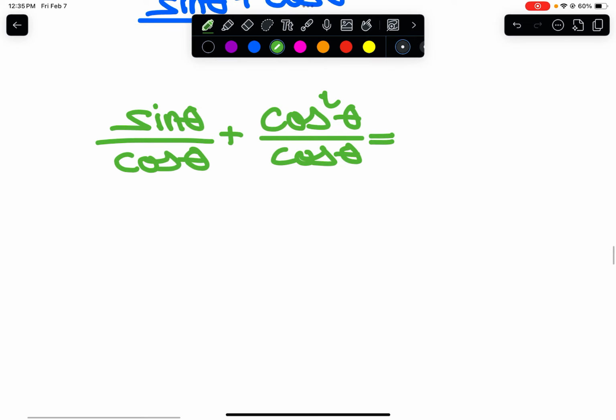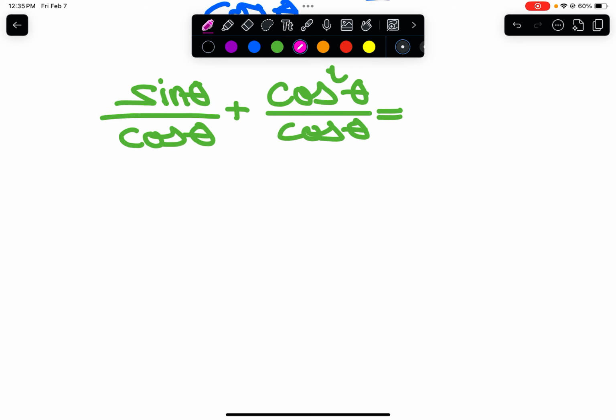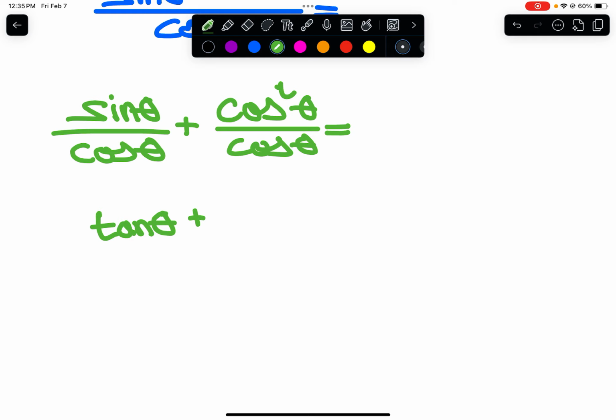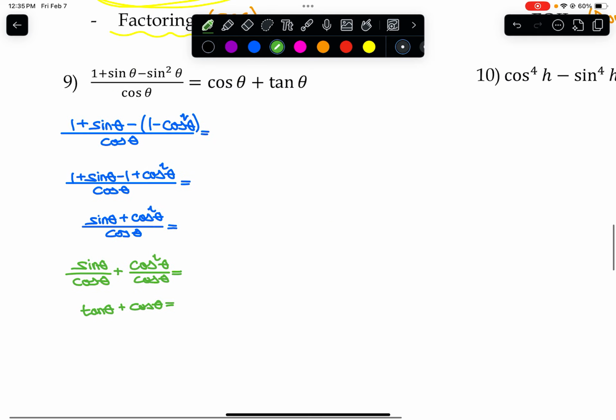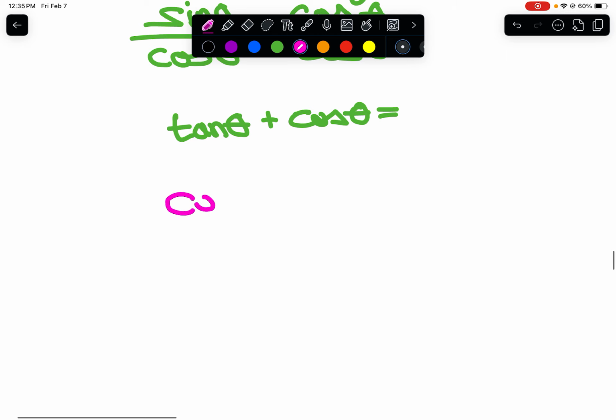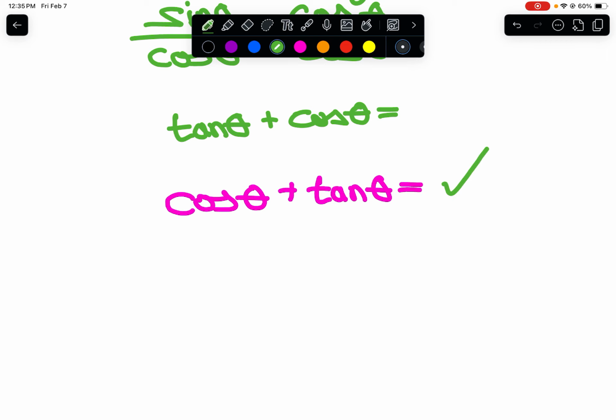Go ahead, keep going. So sine theta over cosine theta is going to give you tangent theta. Then plus, we're going to have cosine squared theta over cosine theta, which is just going to give you cosine theta. And that equals the right side pretty much. It's just not in the right order, so I'll go ahead and switch it, in the technical sense. So cosine theta plus tangent theta, just so that it exactly matches the right side. And then when you're done, when it matches, put a check.